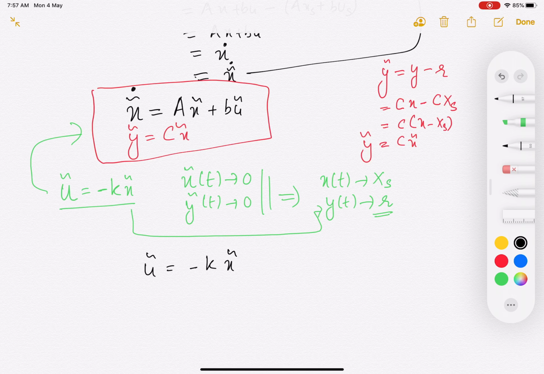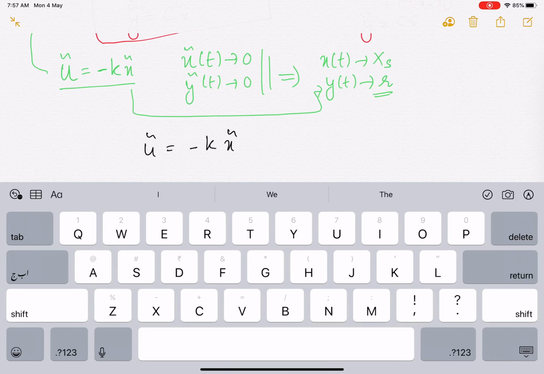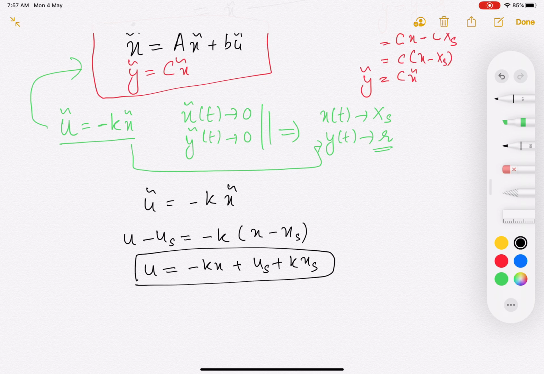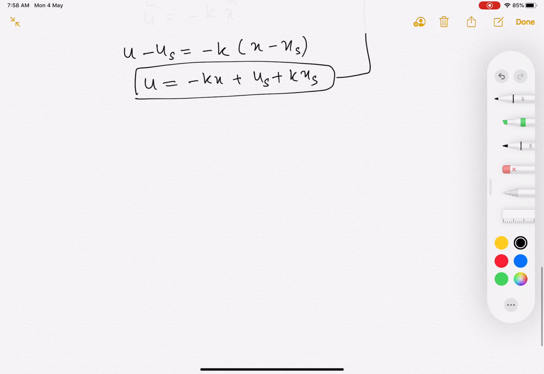Now let us try to put this back in the original variables. This u tilde is equal to u minus us, and this x tilde is x minus xs. So in the original variables, the state feedback law is going to be minus kx plus us plus kxs. So this is the state feedback law that you have to implement in order to ensure that your output tracks the reference input. Now let us try to simplify this further.